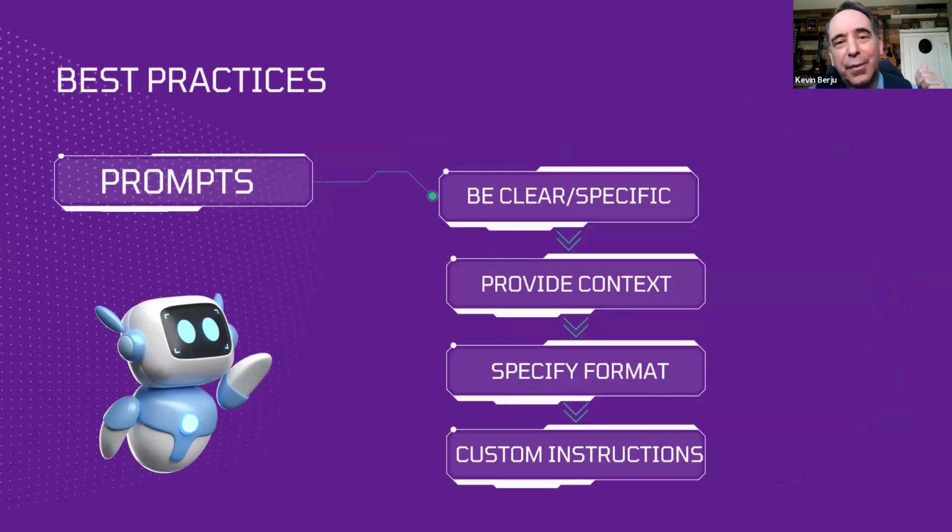Okay, so be clear and specific, right? So you want to provide context, specify the format that you want it. Is it Instagram? Is it YouTube? Is it Facebook? What are you doing this for? Is it an email? Is it a chat? What is this for? And again, do you want it in bullet points? Do you want it numbered? Do you want it in paragraphs? How do you want it? So you can give it custom instructions and specify the format that you want this in.